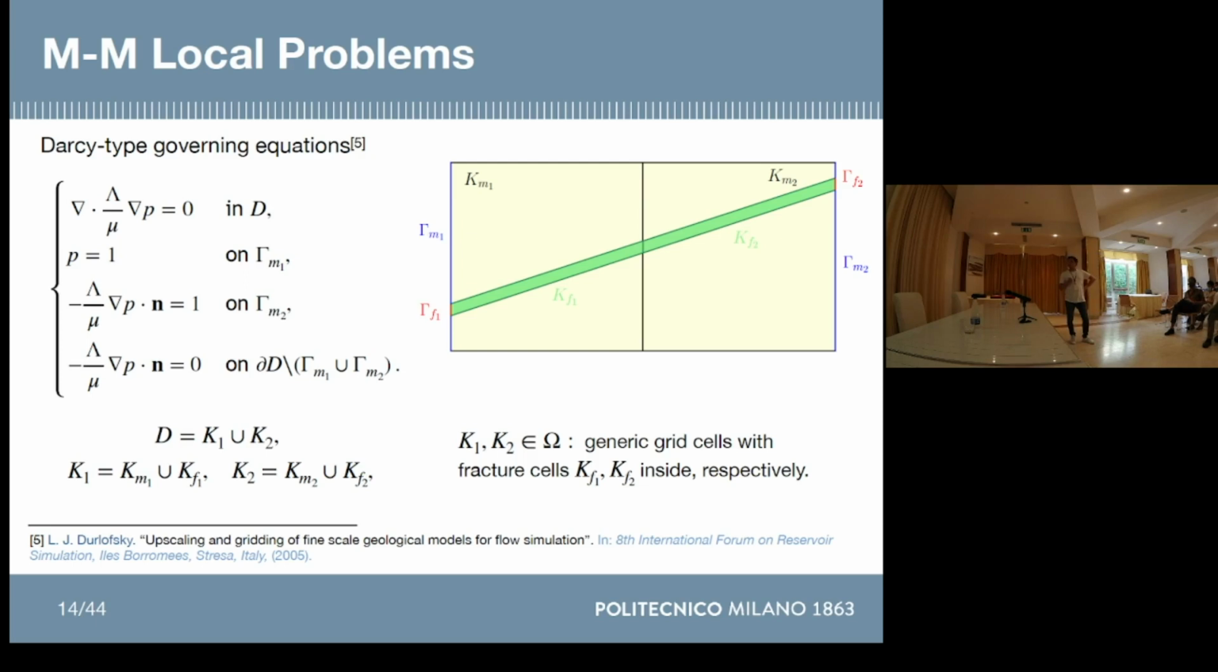Going now to matrix-matrix local problems, we instead solve Darcy-type governing equations, like the original one that we saw before, but with pressure and flux conditions on the left and right side of the domain respectively, and on the other portions of the boundary of the domain we impose no-flux conditions. Obviously here I have depicted the case of a vertical interface, but in the case of a horizontal interface the definition of the problem is easily adapted.